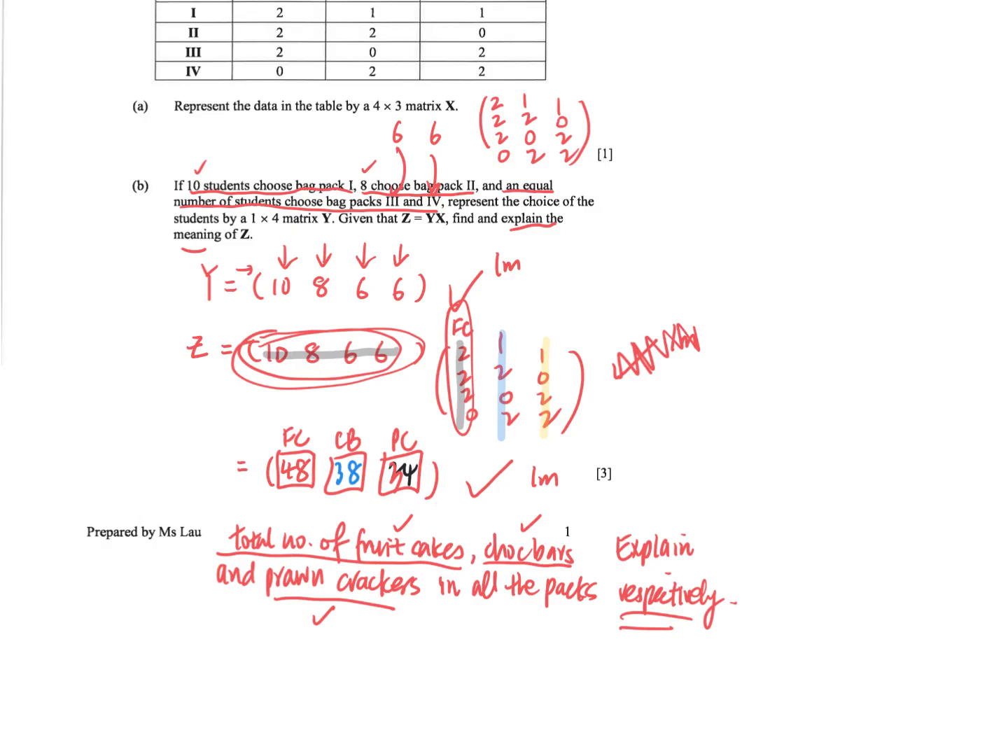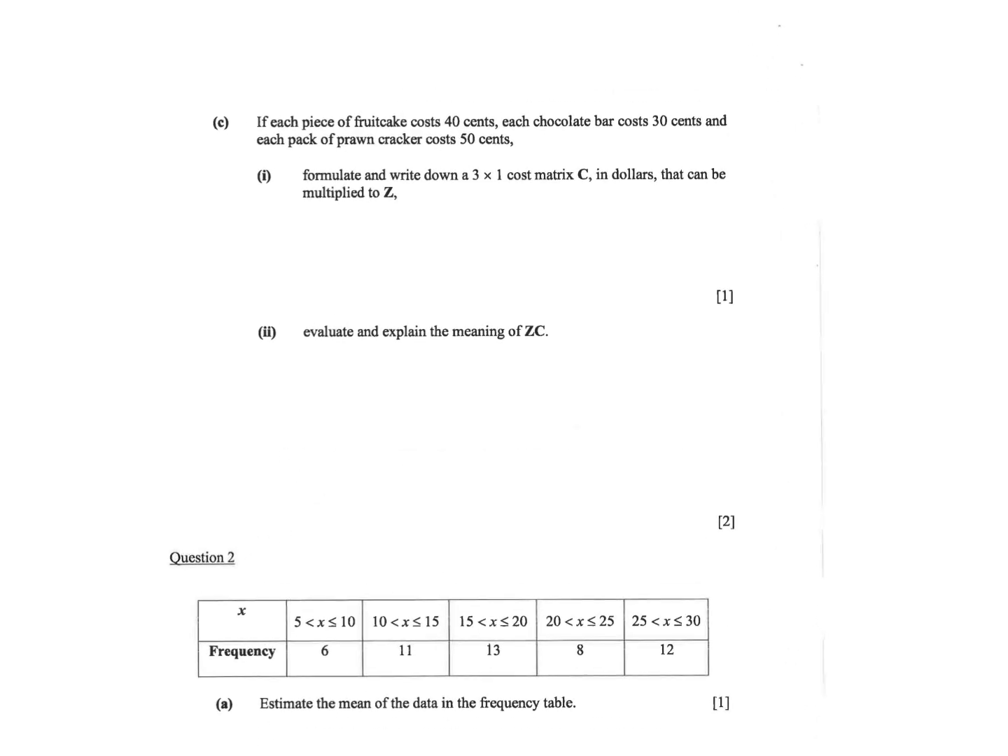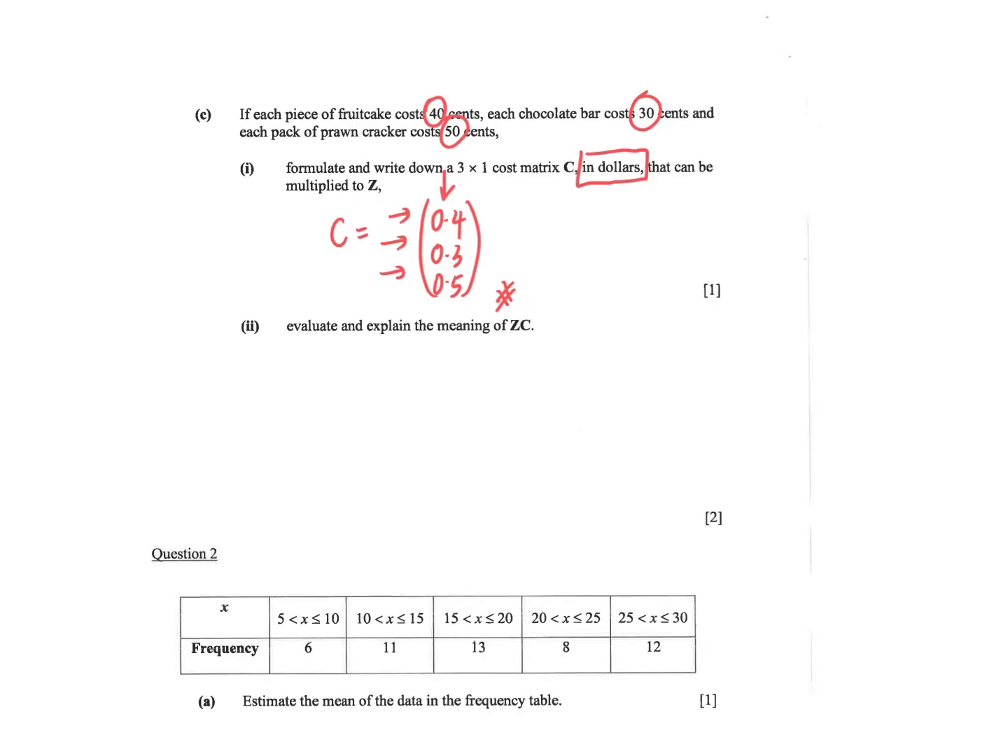Okay, next one. They want you to write a 3 by 1 matrix. So 3 by 1. And they want you to write your answer in dollars. So you don't give me 40, you give me 0.4, 0.3, and the last one is 0.5. So read the question carefully whether it's in cents or in dollars.